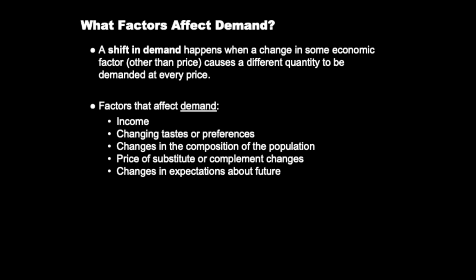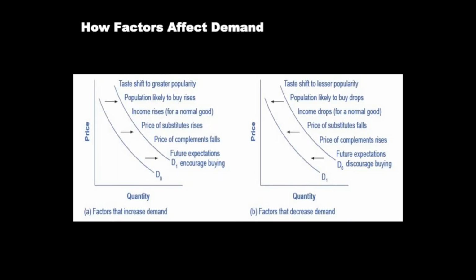What factors affect demand? A shift in demand happens when a change in some economic factor other than price causes a different quantity to be demanded at every price. Factors that affect demand: income, changing tastes or preferences, changes in the composition of the population, price of a substitute or a complement changes, and changes in expectations about the future.